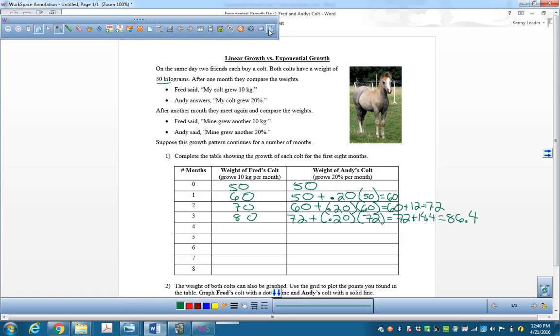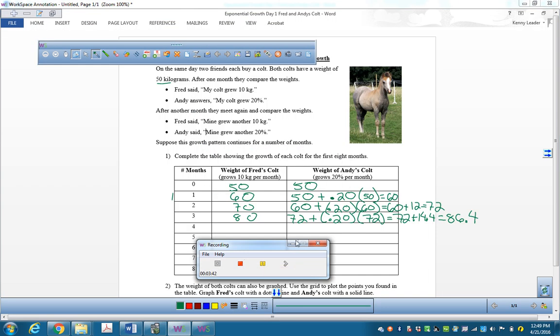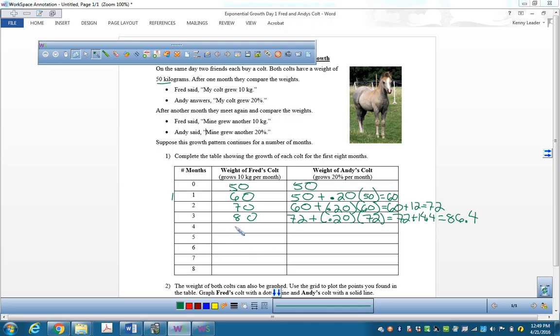Let me unpause. What goes down this column? 90, then what? 100, then 110, then 120. That's easy enough, right? That's called a linear function because it goes up linearly.